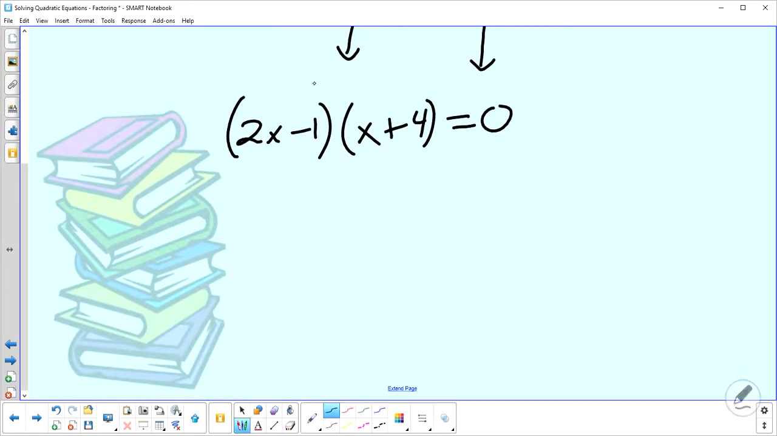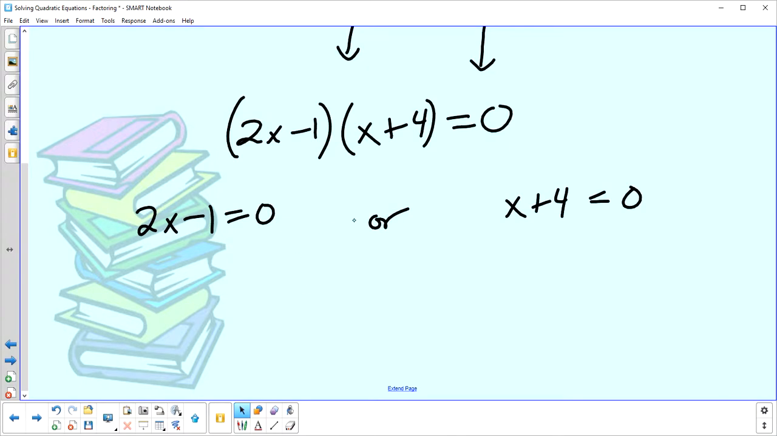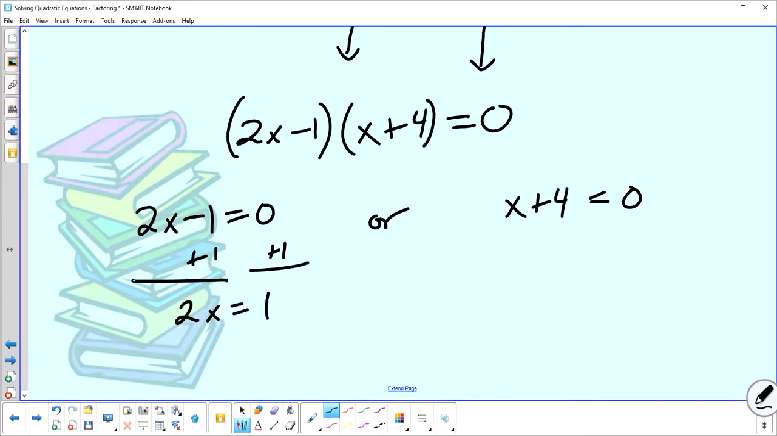So I'm going to take each product. I've got 2x minus 1 and set that equal to 0. Or my other one, x plus 4, and set that equal to 0. And now I solve them independently. So I'm going to forget about the right side. I'm only going to look at the left side. I start by adding 1 to both sides. And I get 2x is equal to 1. And then I divide both sides by 2. And so I get x is equal to 1/2.